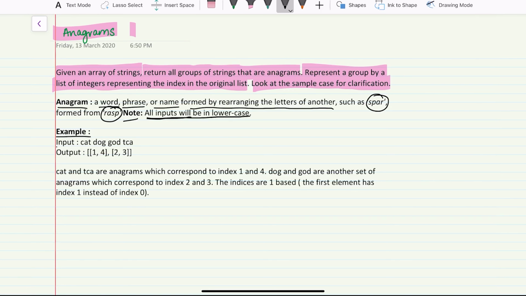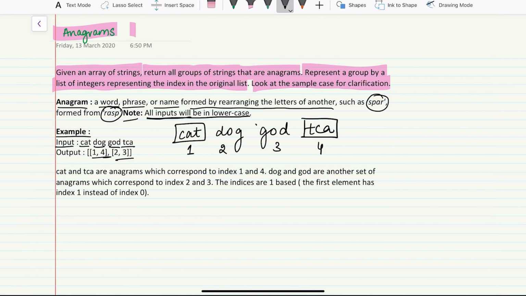So for example, the input is cat, dog, god and tca. You have to return 1, 4 and 2, 3. So basically we have cat over here, then dog, then god and tca. So this is 1, 2, 3, 4. Right. So cat and tca are anagrams because they have the same set of characters. Even the frequency is the same, but the order is different. So we have taken them together.